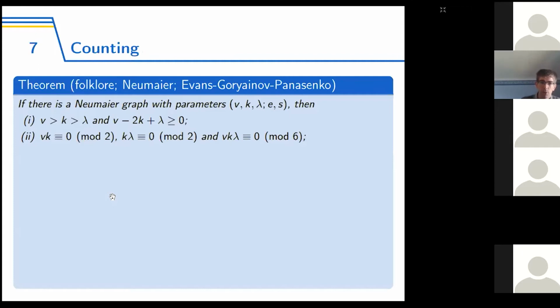Now Neumaier graphs are for sure edge-regular graphs. So these first two conditions are just about edge-regular graphs and are what I call folklore. I mean, they're known for ages.